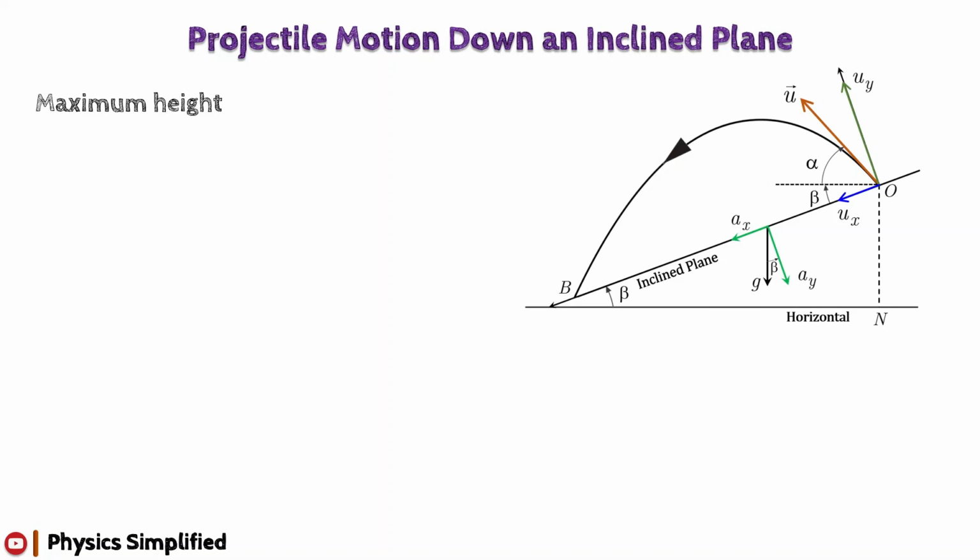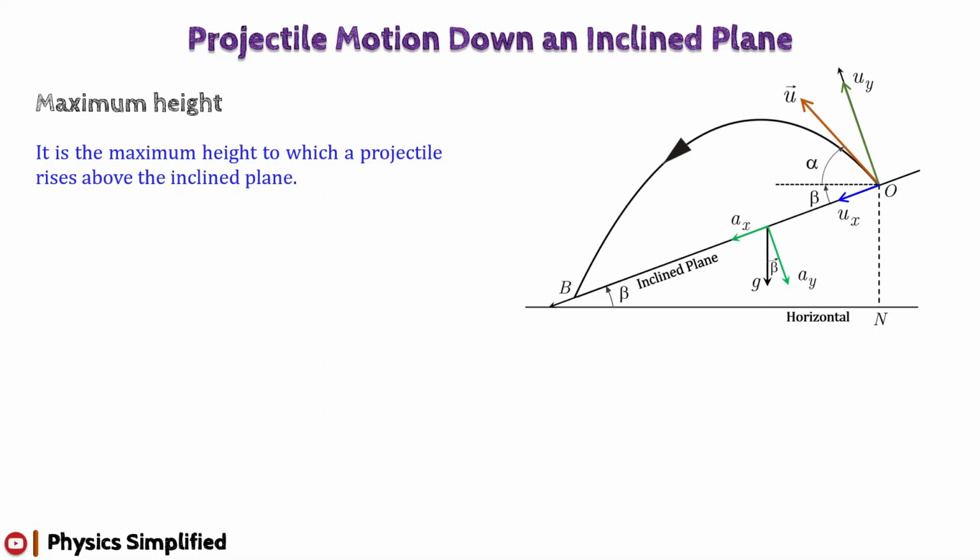Next, we will calculate the maximum height attained by the projectile while projected down the inclined plane. Maximum height of a projectile is that height to which it rises above the level of projection. So, in this case, it is the maximum height to which the projectile rises above the inclined plane while projected down the incline. Since, at the highest point, the vertical component of the velocity of a projectile is 0, hence, the y component of the velocity of the projectile is 0 at the highest point.